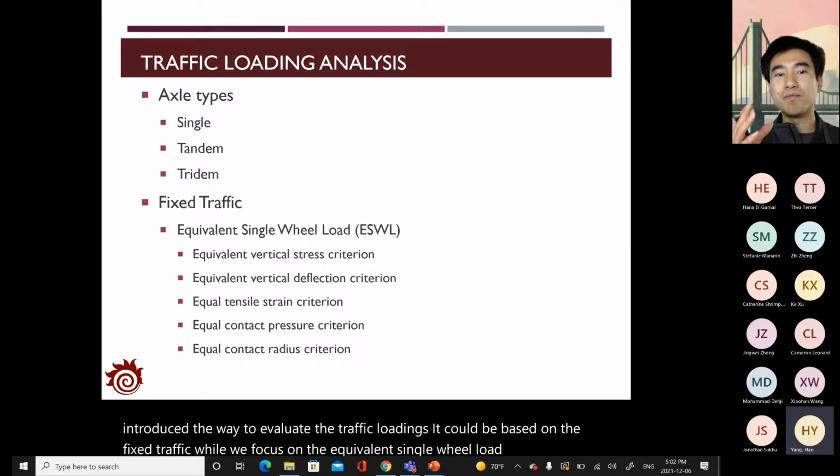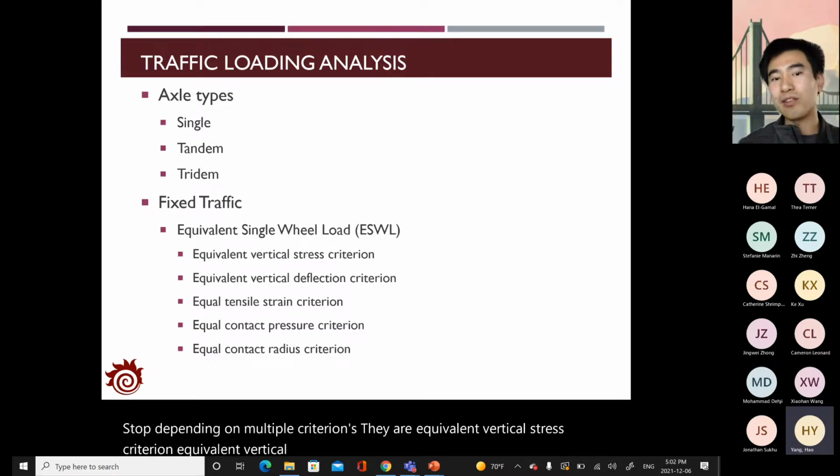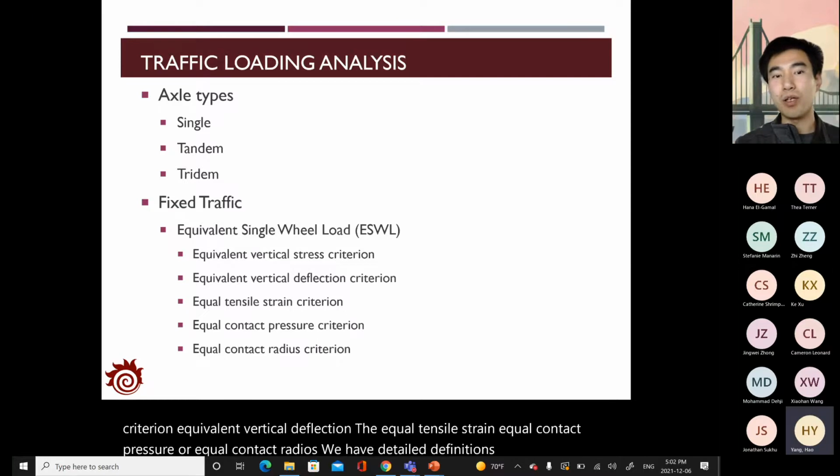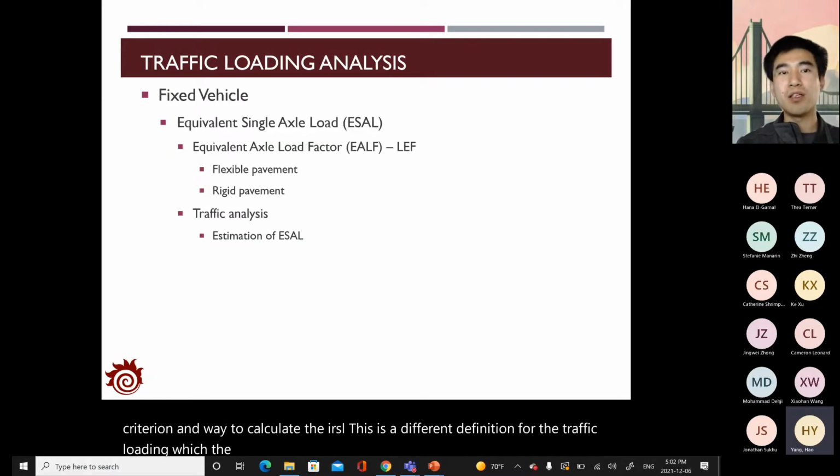That could be, depending on multiple criteria: the equivalent vertical stress criterion, equivalent vertical deflection, equal tensile strain, equal contact pressure, or equal contact radius. We have detailed definitions about each criterion and the way to calculate the ESWL. This is the first definition for the traffic loading with the fixed traffic.